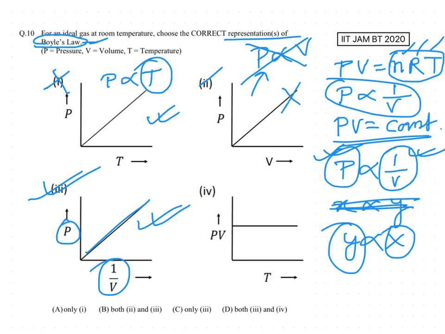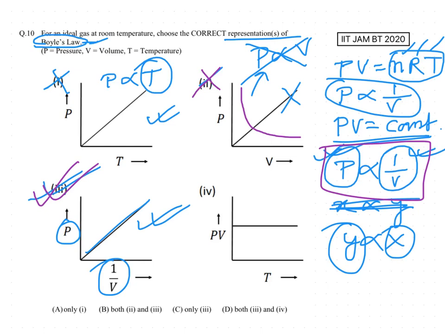From this P proportional to 1 by V relation, the graph between P and V was supposed to be like this. This was the graph between P and V. So here we get the number 2 graph as wrong and the number 3 graph as right. So let's come to the number 4 graph.